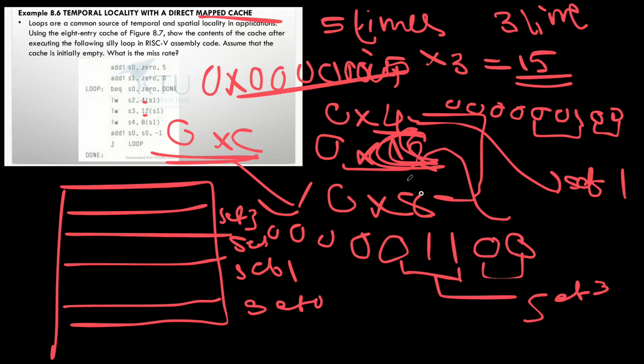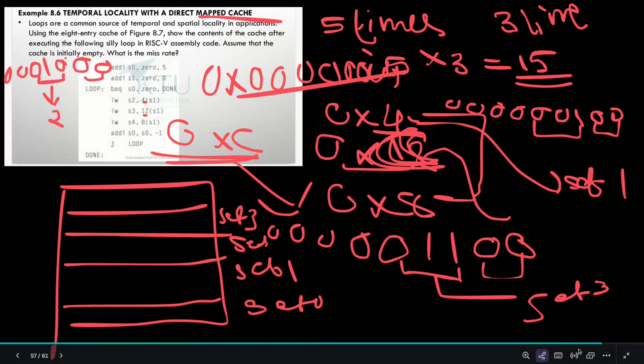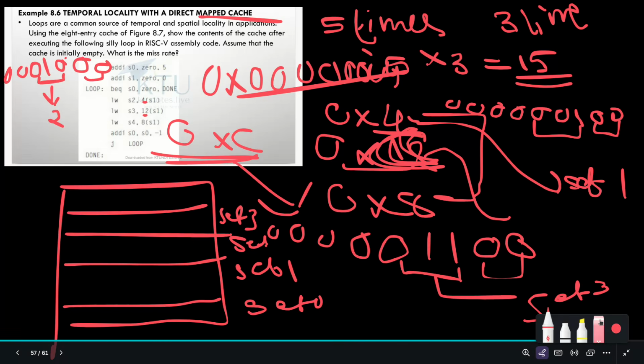Now similarly if we do it for 0x8, 0x8 would be 0 0 8, right? This is 0 1, so 0 1 0, then the rest of the 0s. This would be 0x8 which we represent in binary. So 0 1 0 is what? 2, right, in decimal. So in set 2, 0x8 would come.